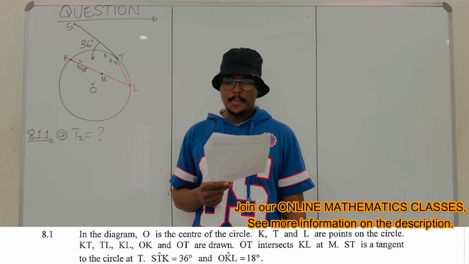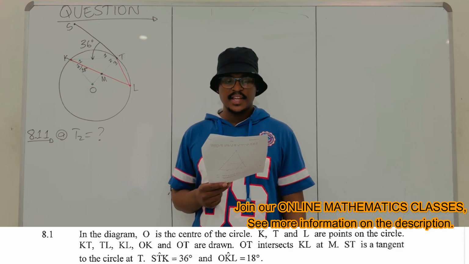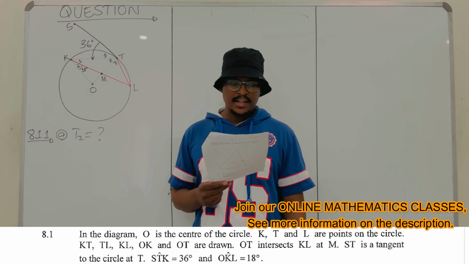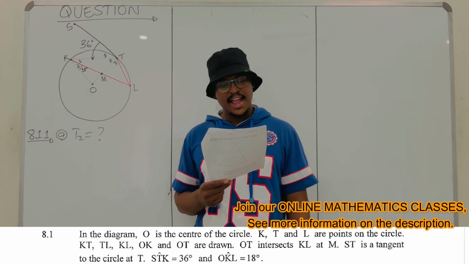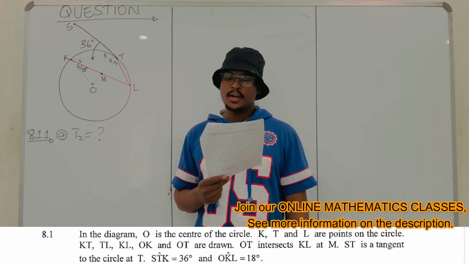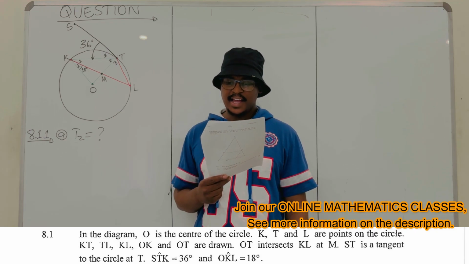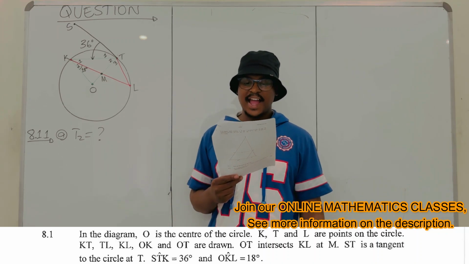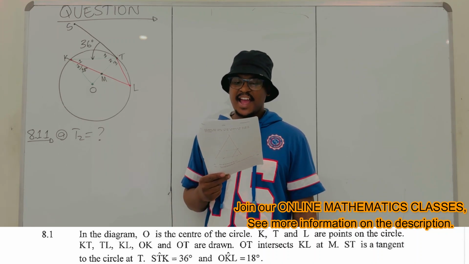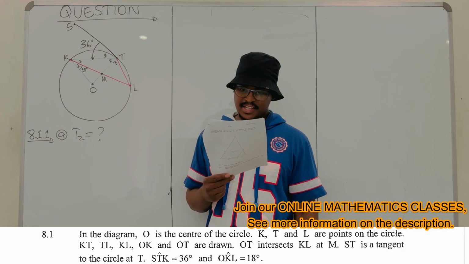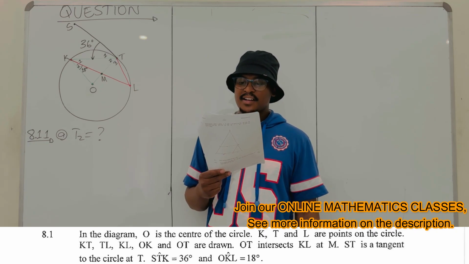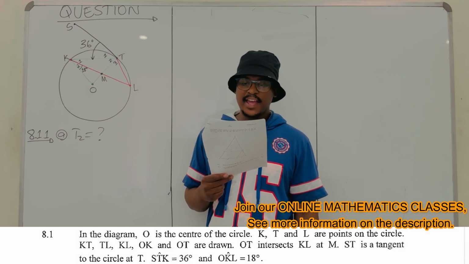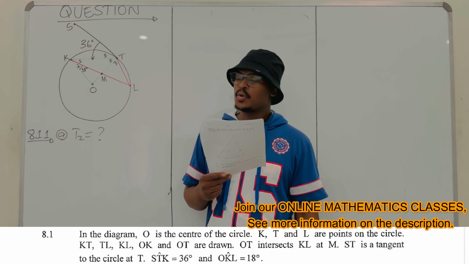K, T and L are points on the circle. KT, TL, KL, OK and OT are drawn. OT intersects KL at M. ST is the tangent to the circle at T. They went on to say that angle T, which is the angle formed by ST and TK, is equal to 36 degrees. And angle K, which is the angle formed by OK and KL, is equal to 18 degrees.